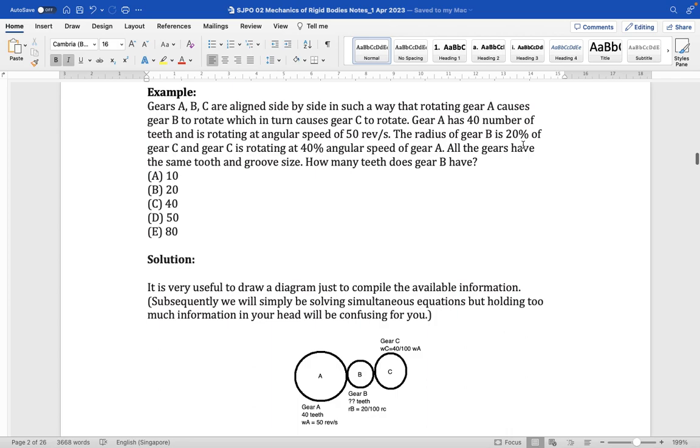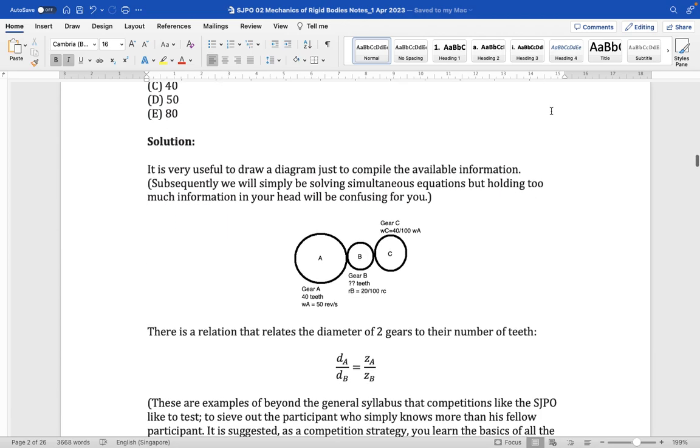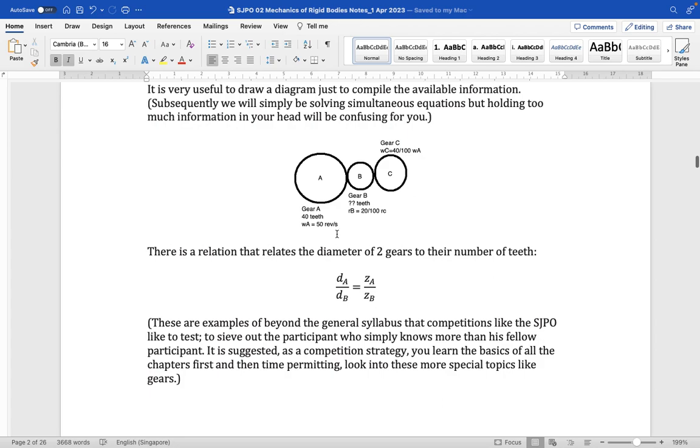So for this kind of very wordy question, it is very often useful for you to actually draw a diagram and put down all the information that you already have, like this. So we know that gear A has 40 teeth and rotates with 50 revolutions per second. Gear B, we are trying to find out the amount of teeth, but it has a radius that is 20 over 100 of the radius of gear C. And gear C is related back to gear A because of the amount of revolutions per second.